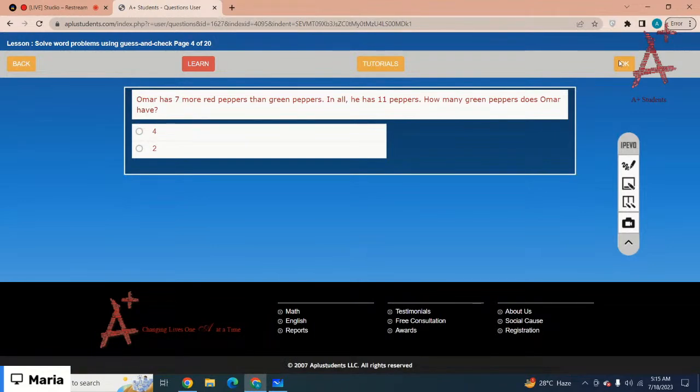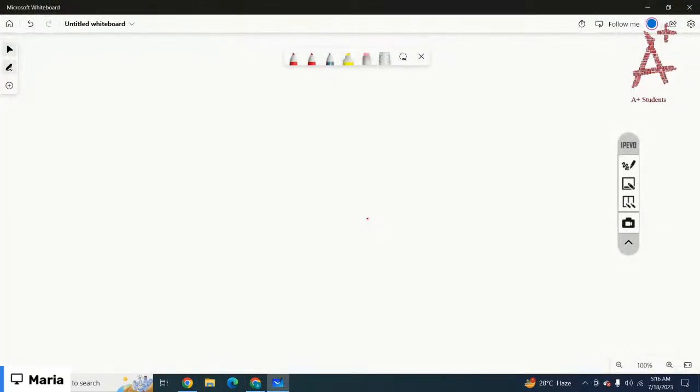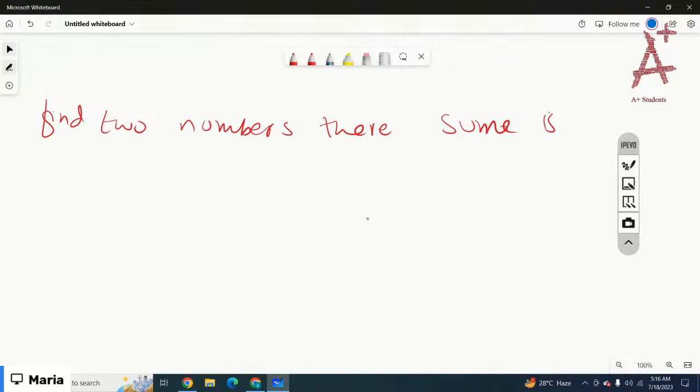Okay, the next one is Umar has 7 more red peppers than green peppers. In all, he has 11 peppers. How many green peppers does Umar have? Okay, so you have to find two numbers whose sum is 11 and difference is 7. Find two numbers. Their sum is 11 and difference is 7.